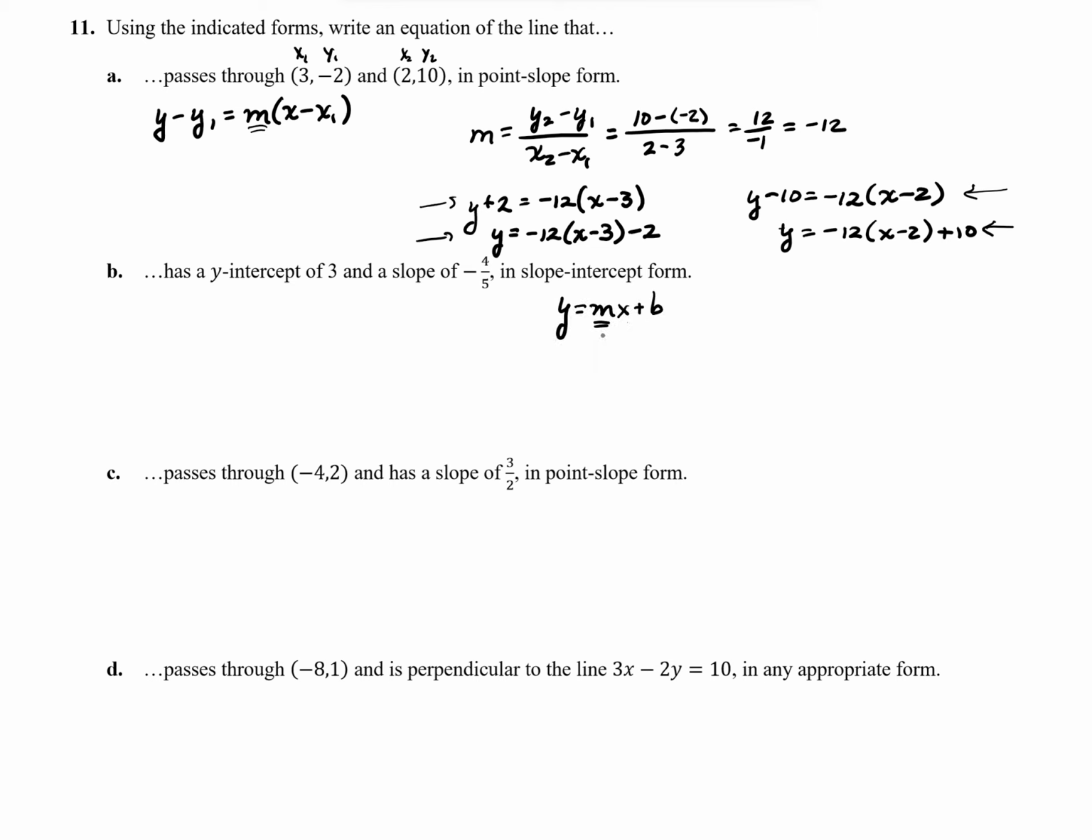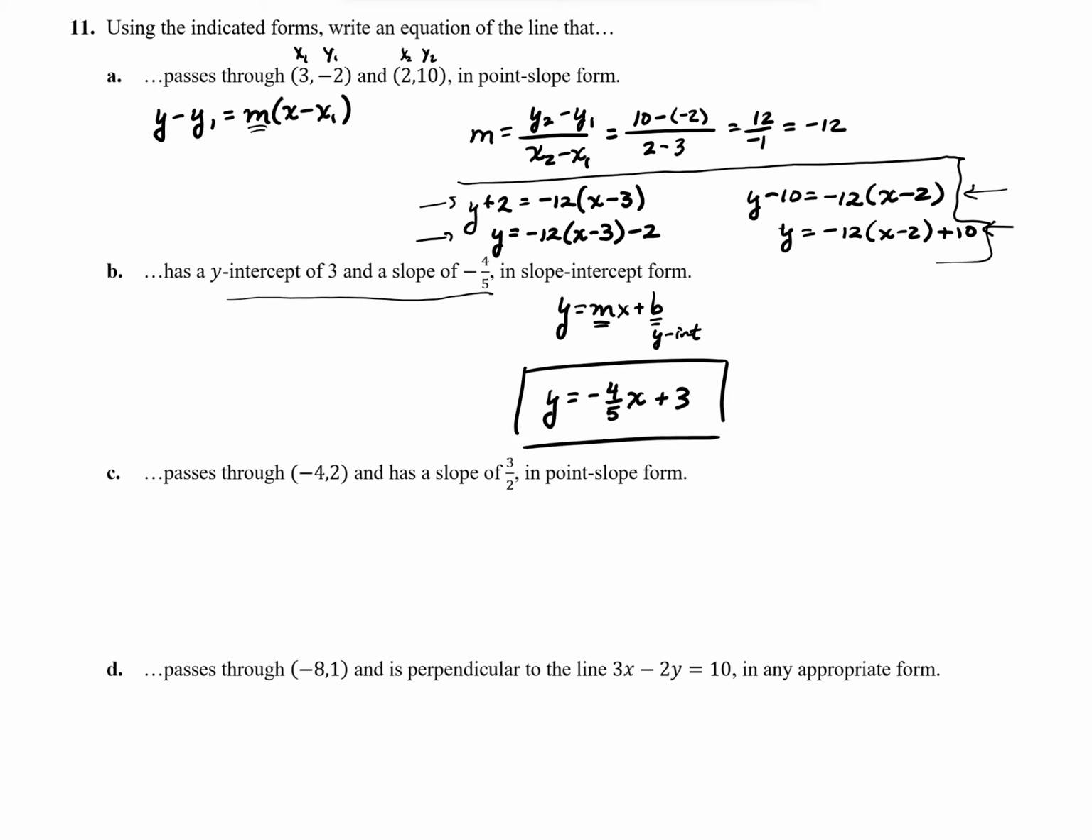Okay. For part B, it says slope-intercept form, and slope-intercept form is y equals mx plus b, where m is the slope and b is the y-intercept. And if you actually look at this, it's literally given to you. So the answer just falls right out of this. It's y equals negative 4/5 x plus 3, right there. Oh, I guess I should box these guys up here. So any one of those works.